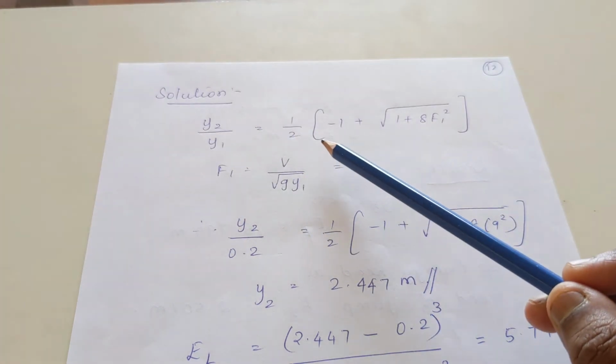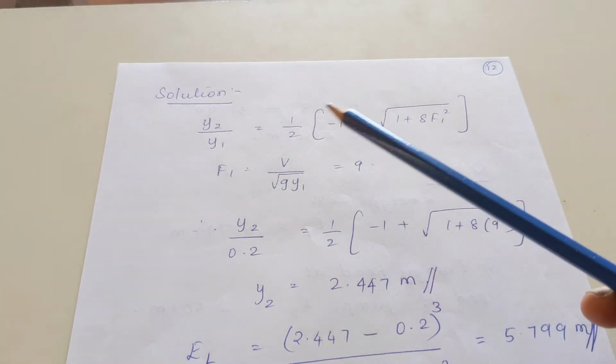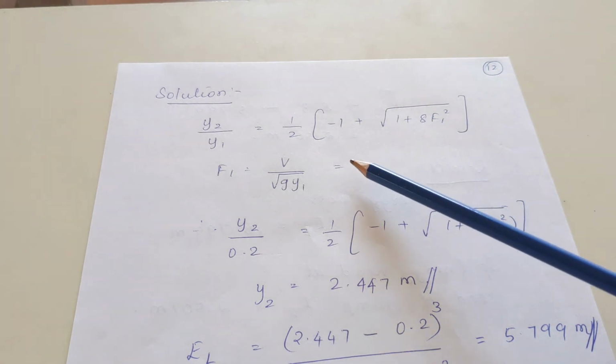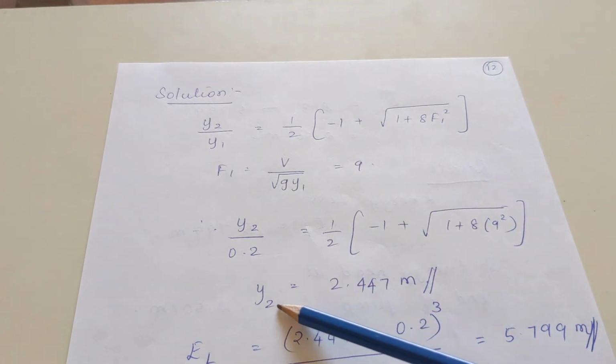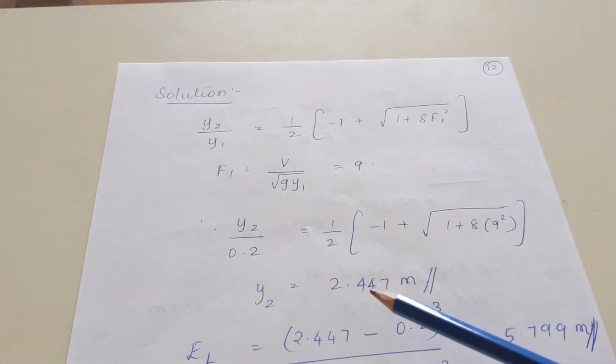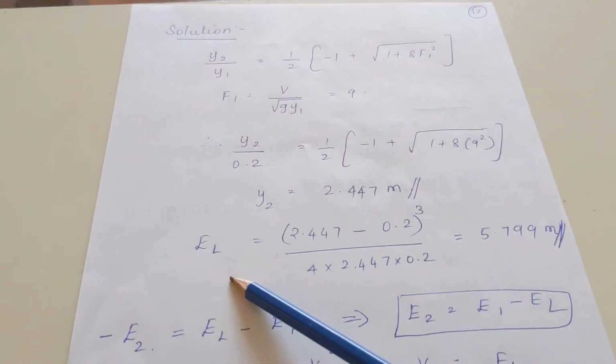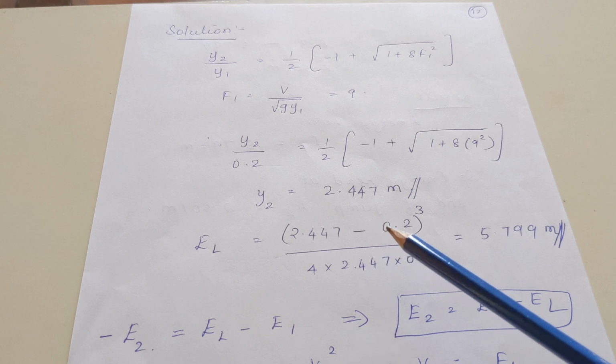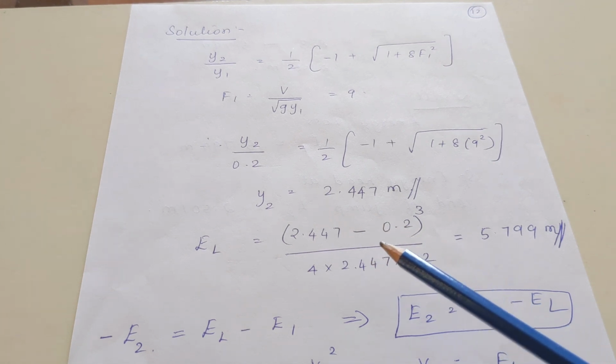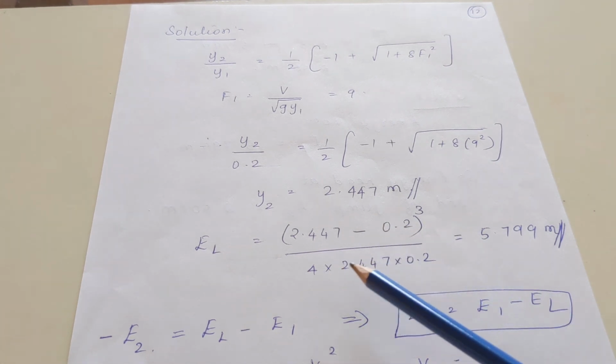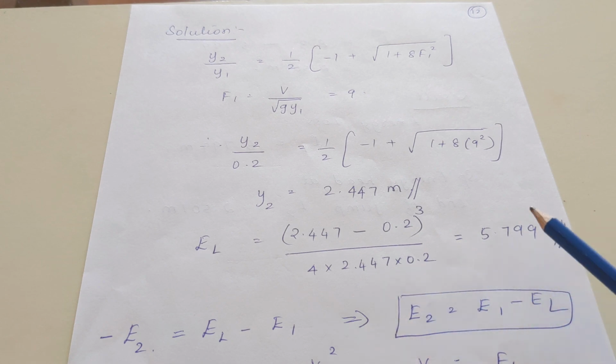So here is the solution. y2 divided by y1 is equal to, write down the formula. They have given y1 and F1. Substitute in this and we will get y2. With y2 you can find out the energy loss. EL is equal to (y2 minus y1) the whole cube divided by 4 y1 y2. You will get the answer.